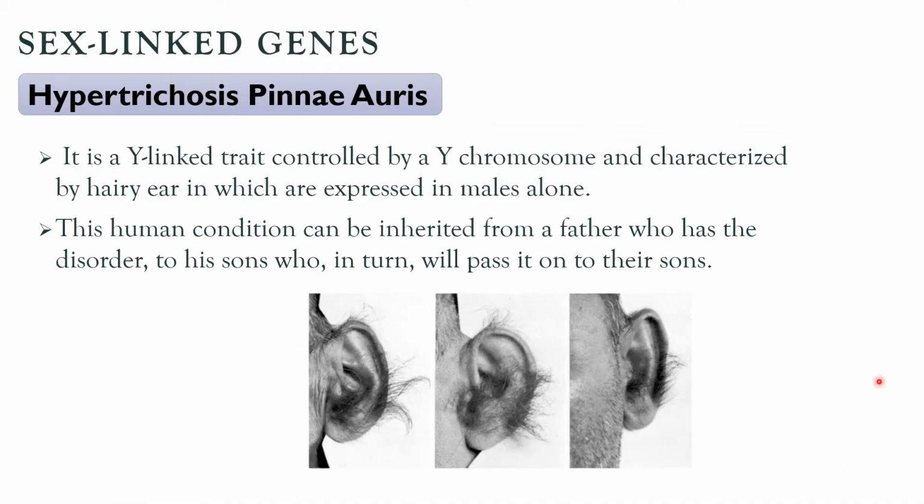Sex-linked genes. There is another example, which is hypertrichosis pinnae auris. It is a Y-linked trait controlled by a Y chromosome. This gene is characterized by hairy ears, which are expressed in males alone. This human condition can be inherited from a father who has the disorder to his son, who in turn will pass it on to their sons.